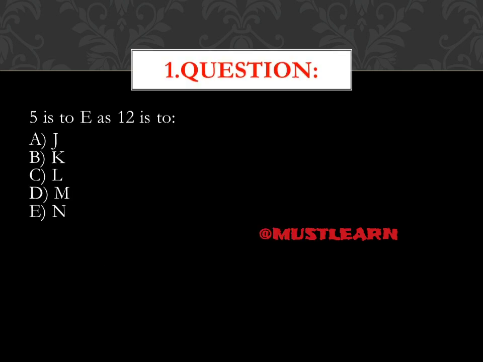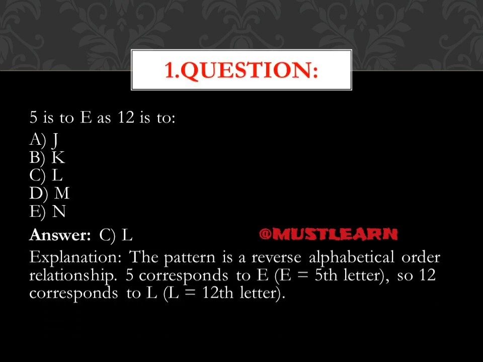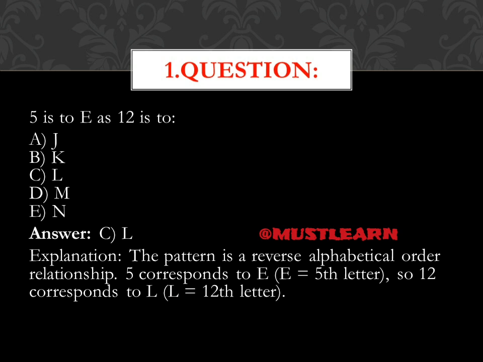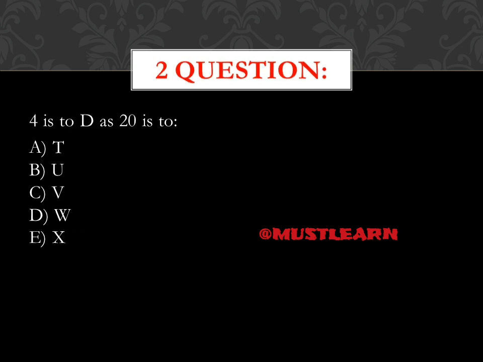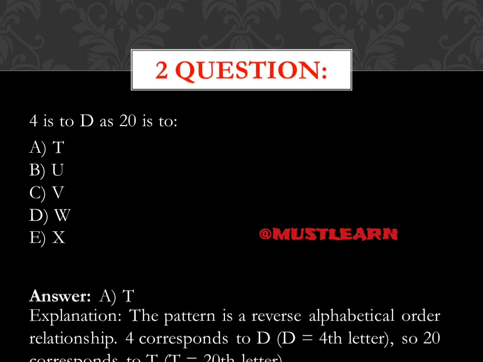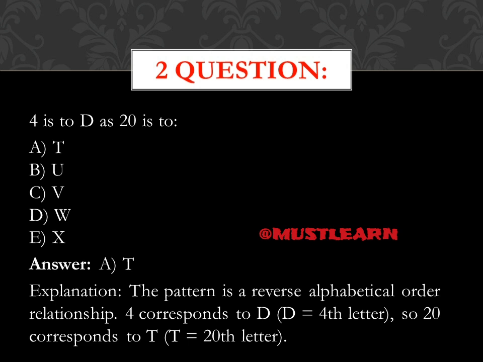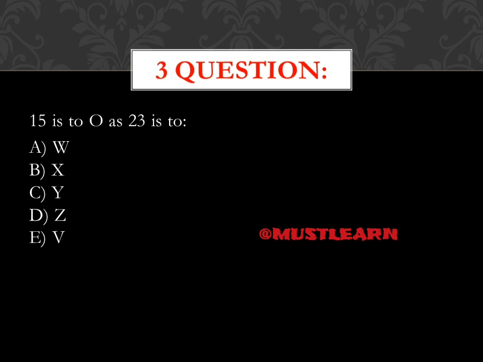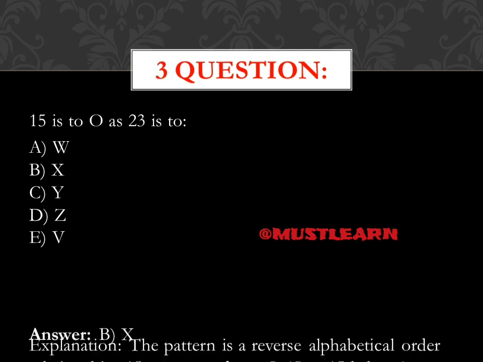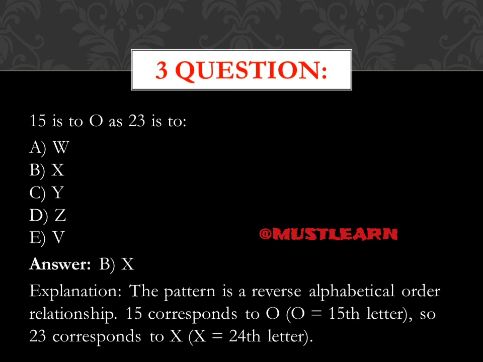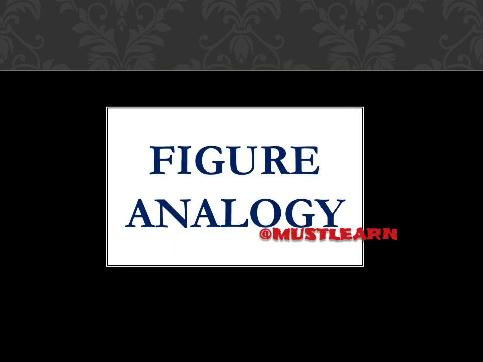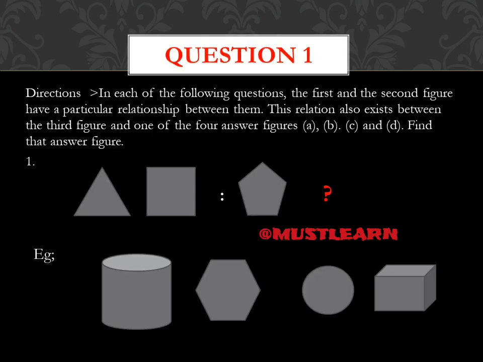5 is to E as 12 is to L. Option C. 4 is to D as 20 is to T. Option A. 50 is to O as 23 is to X. Option B. Figure analogy. The last type. Some relationship between them. First question.